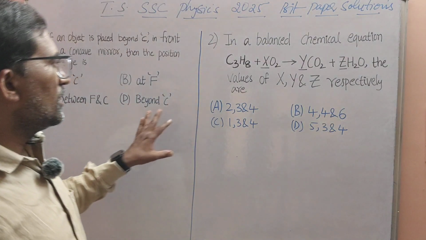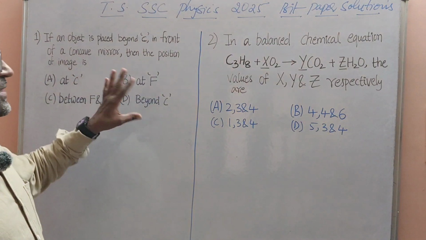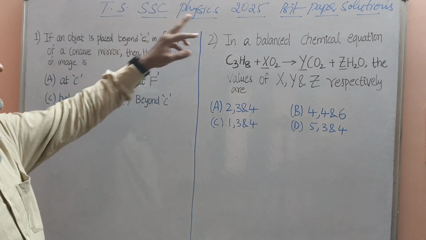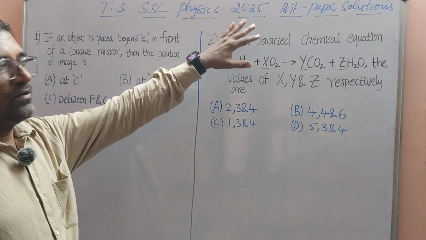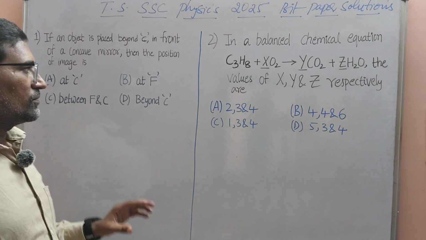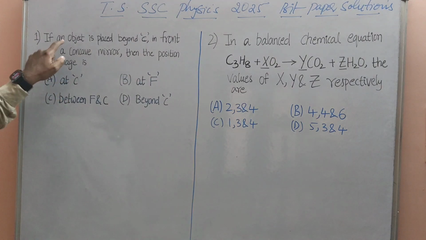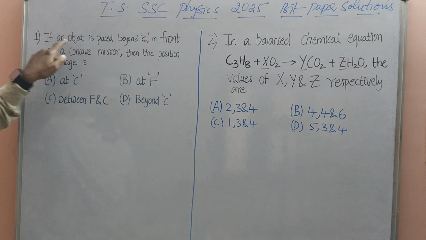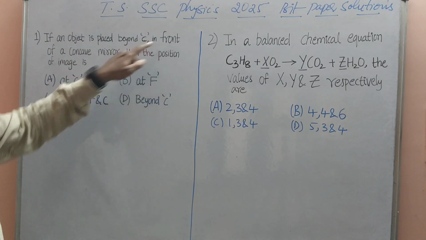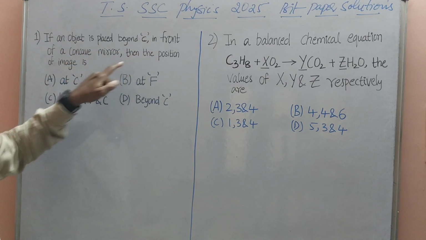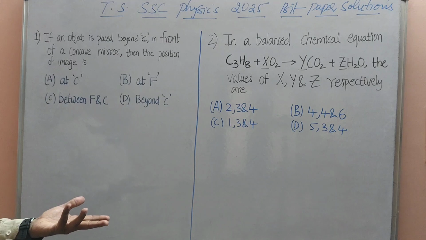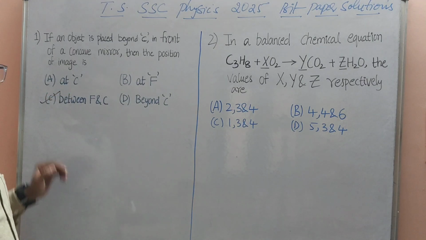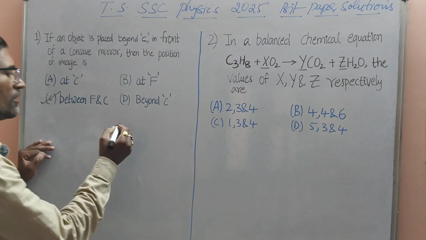Today we'll discuss the answers of the Physics Part B, that is the bit paper answers of TS 10th class Physics 2025. I will discuss the solutions of this particular bit paper. Now the first bit which has come in the board exam paper is: if an object is placed beyond C in front of a concave mirror, then the position of the image is... the right answer is between F and C.